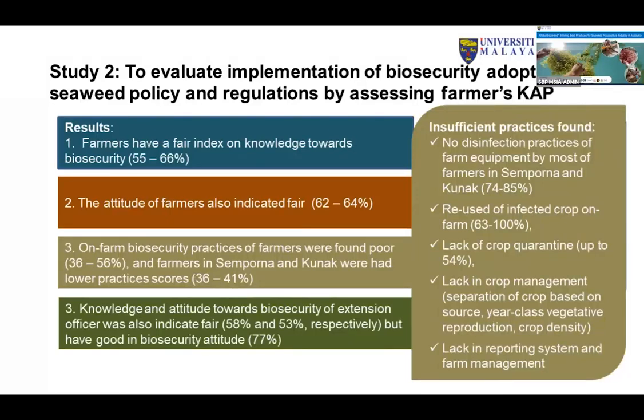The insufficient practice was seen in the lack of disinfection of farm equipment by most farmers in Sampurna and Kunak, reuse of infected crop on the farm, lack of crop quarantine, lack of crop management, and also lack of a reporting system and farm management. The knowledge and attitude toward biosecurity of the government extension officers were also fair, but they have a good biosecurity attitude.